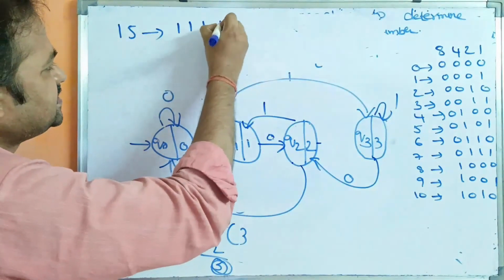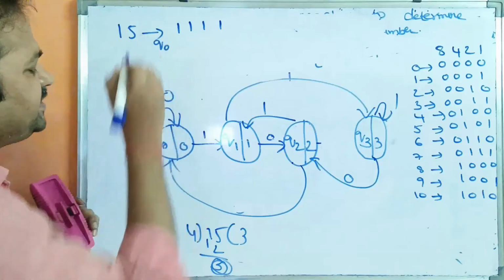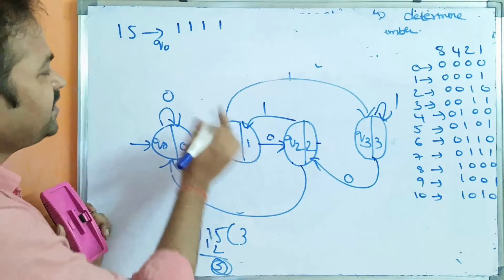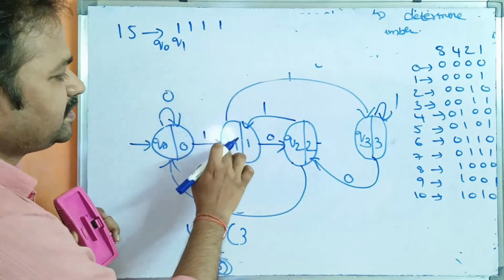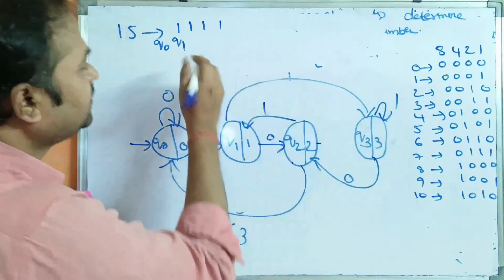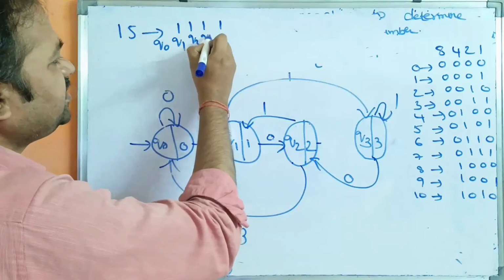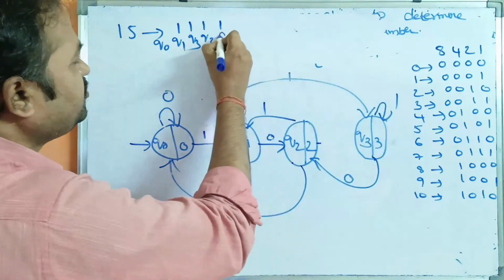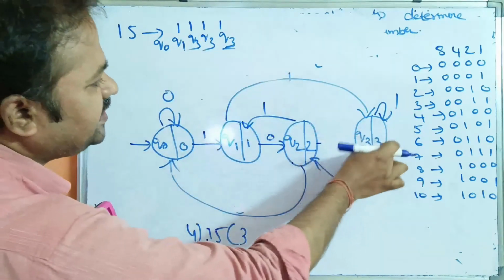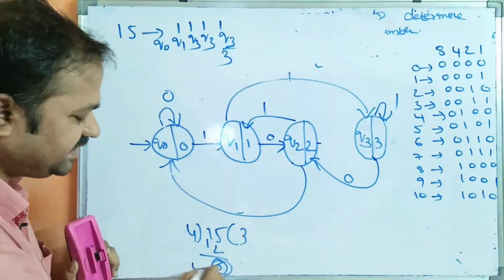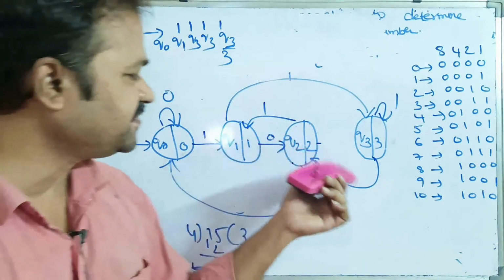So 4 ones. Initially we have to be at Q0 state. Q0 on 1 means Q1. Q1 on 1 means Q3. Q3 on 1 means Q3. Q3 on 1 means Q3. What is the output of Q3? 3. So that is the result only. So we can say that this machine is correct.